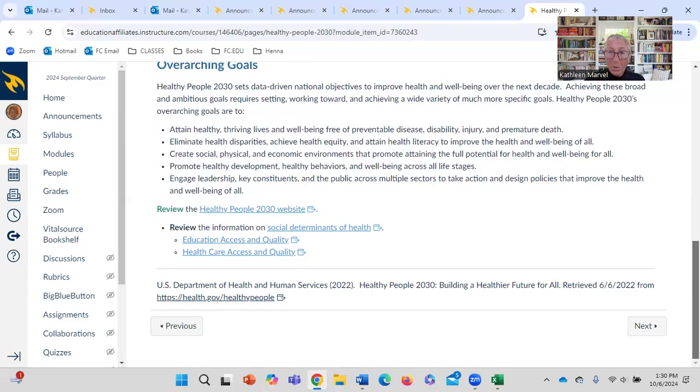One of the things that Healthy People 2030 talks about is social determinants of health. Social determinants of health are conditions in the environment where you're born, where you live, where you go to school, where you work, where you have recreation activities, worship, and age.